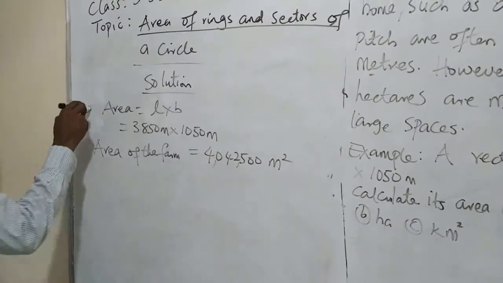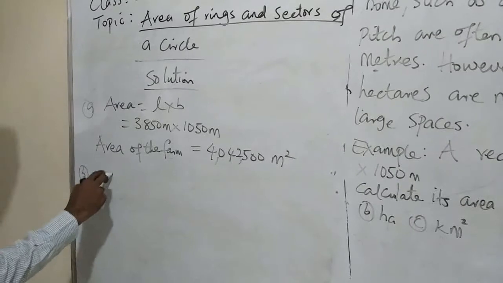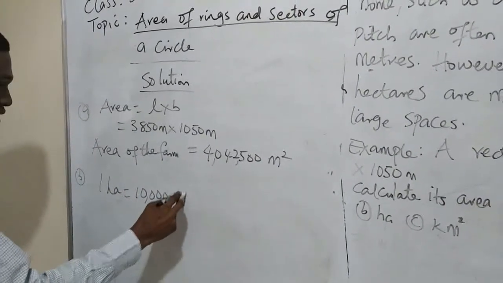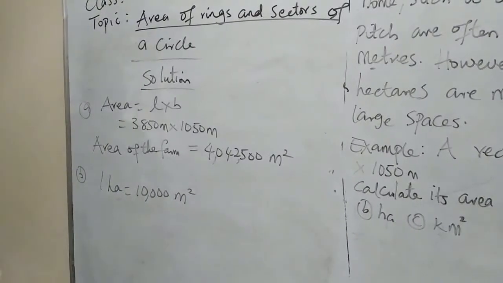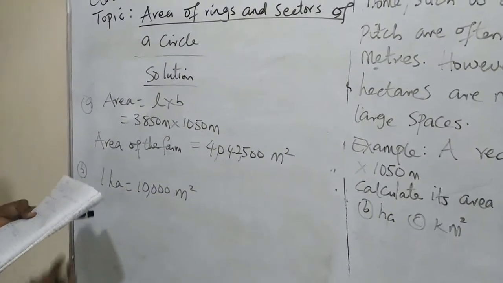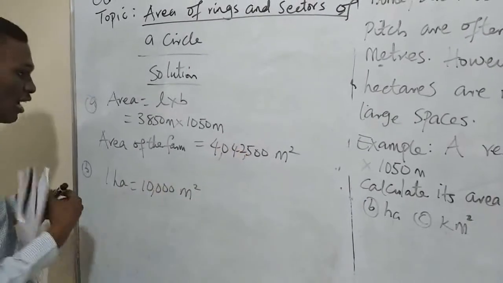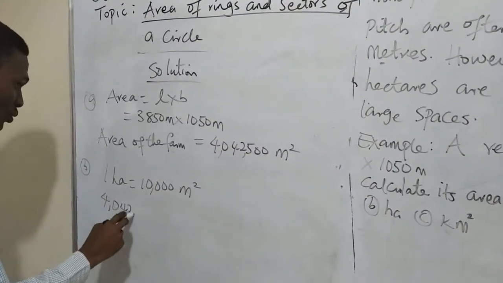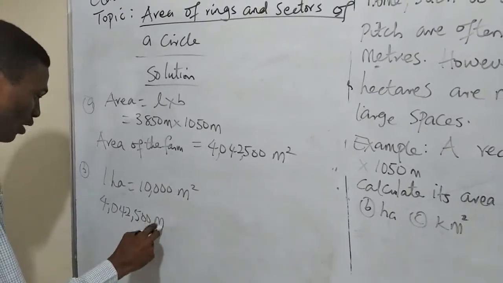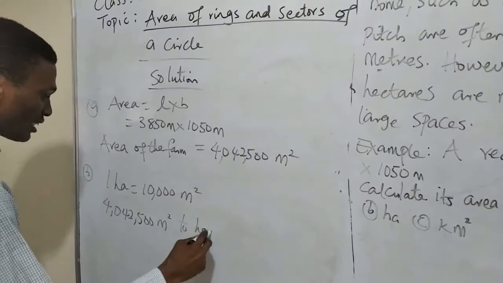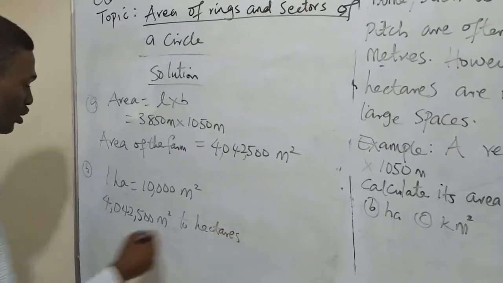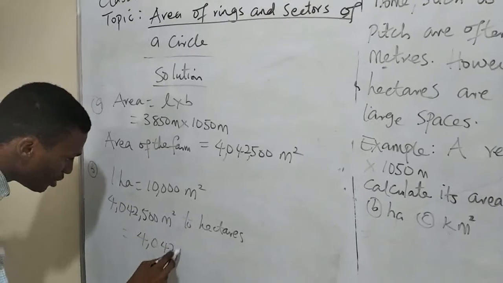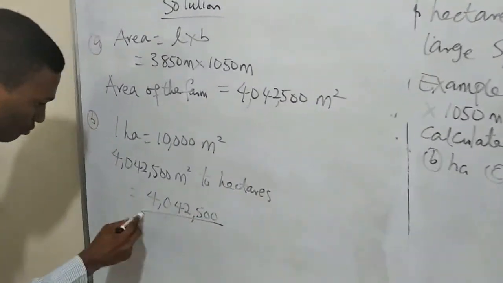1 hectare is the same as 10,000 meters squared. 1 hectare of land is the same as 10,000 meters square of that land. So we now convert our area in meters square, 4,042,500 meters square, to hectares. In doing so, we divide by 10,000.